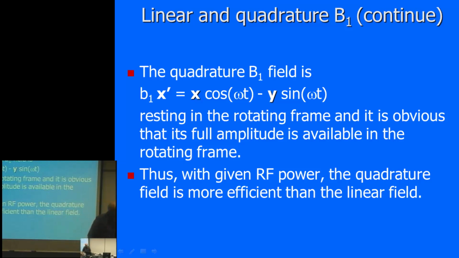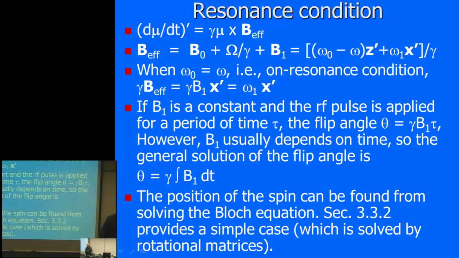So the quadrature coil is more efficient actually in the rotating frame. Okay, so now back to the horrible Bloch equation, right? I guess it's not that horrible at this point. The first bullet just tells you the equation of motion, which describes the spin. Now, in fact, we write that in terms of gamma mu cross product with the B effective.